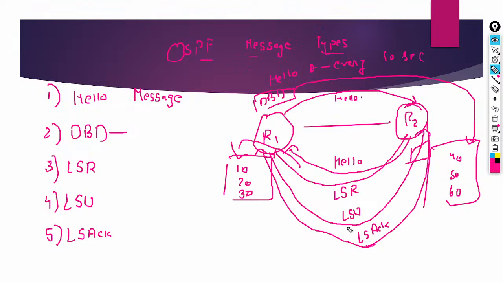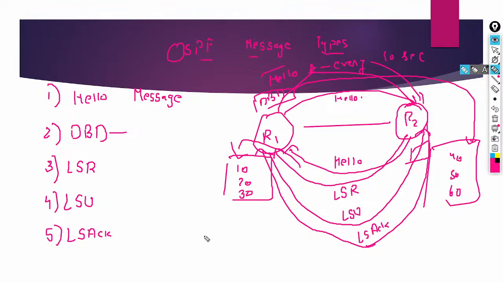Once the acknowledgement is sent from R2 to R1, R2 will have all the routes from R1. Similarly, R2 has sent a hello message and a DBD message to R1. R1 has checked that 40, 50, 60 is not present. It will send a DBD packet, then a request, then an update, then an acknowledgement. This is how they both exchange the information and create their routing tables dynamically.